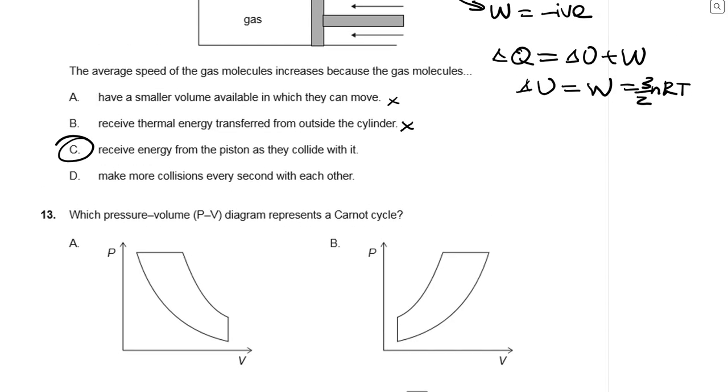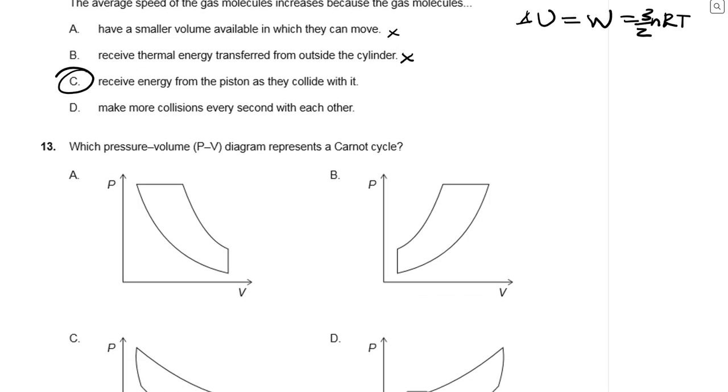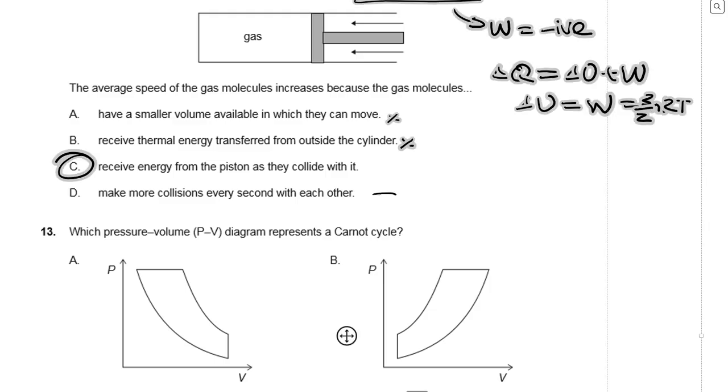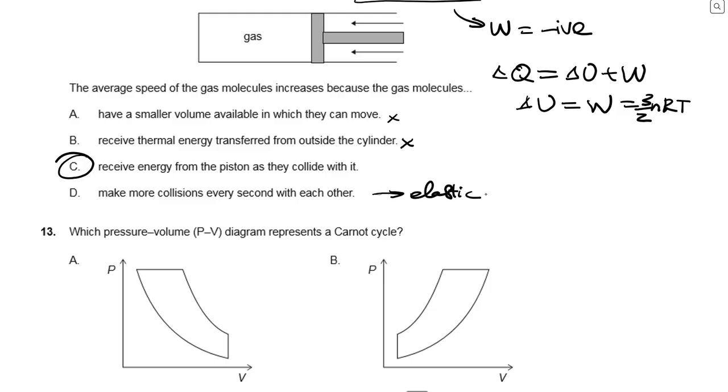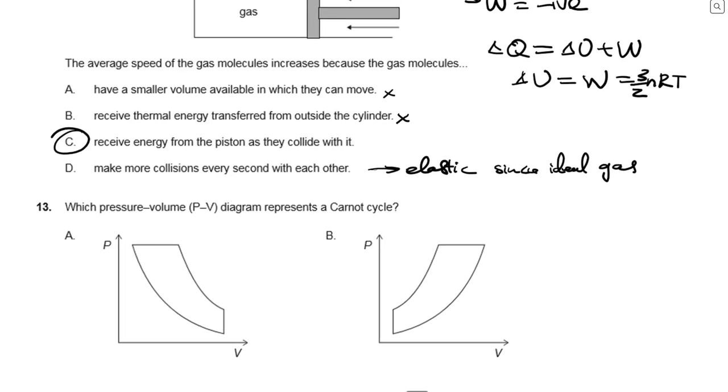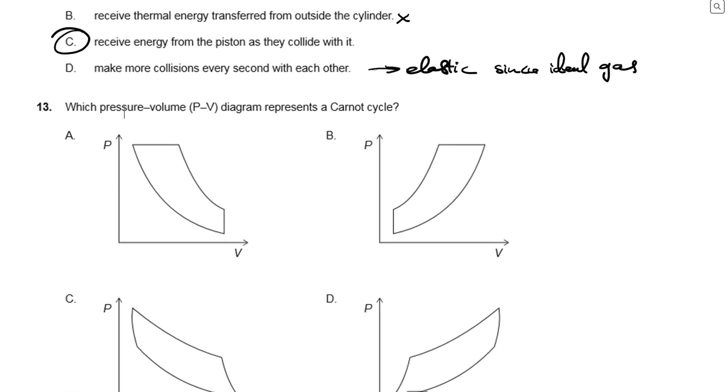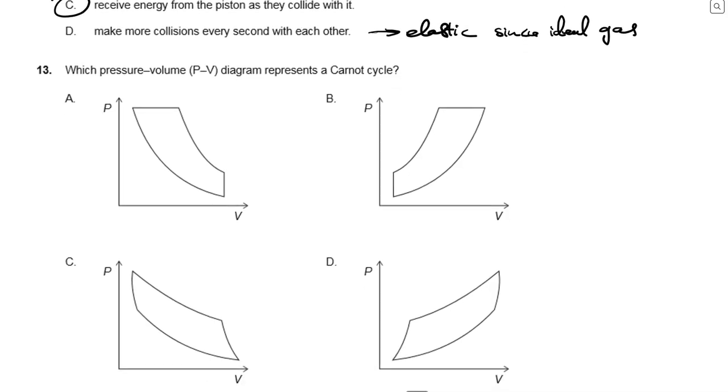Because your collisions are elastic, right? Elastic collisions, since it's an ideal gas. So this is an important thing. Some of you may actually fall for this one too, right? Elastic since ideal gas, so momentum is conserved, right? And kinetic energy is conserved. So whatever kinetic energy is lost by one molecule to the other during a collision is gained by the other molecule and lost by one, right? So average kinetic energy stays the same, but individual molecules might gain kinetic energy.